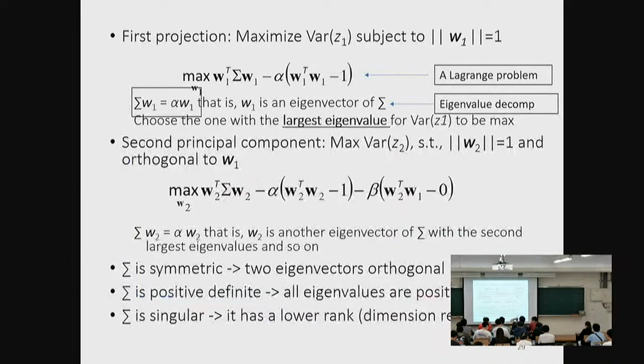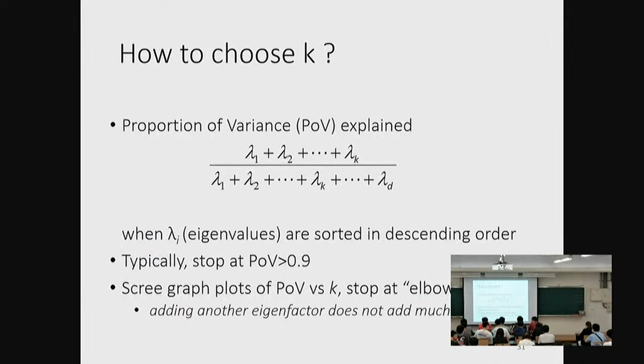And you may ask, through this approach, once you continue finding the eigenvectors, when do you stop? You can compute the proportion of the variance explained.